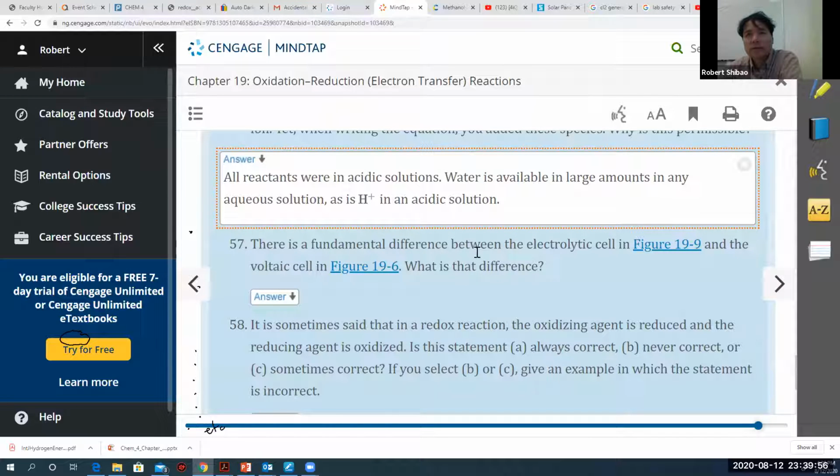There's a fundamental difference between the electrolytic cell and the voltaic cell. One uses electricity, the other produces electricity.